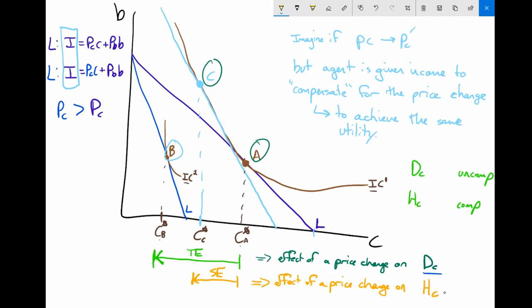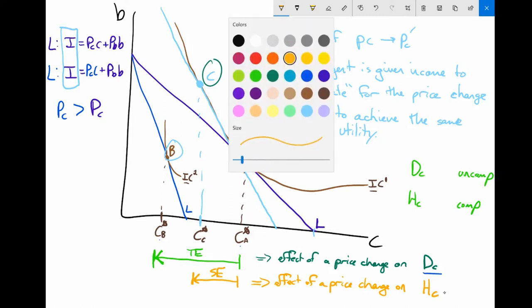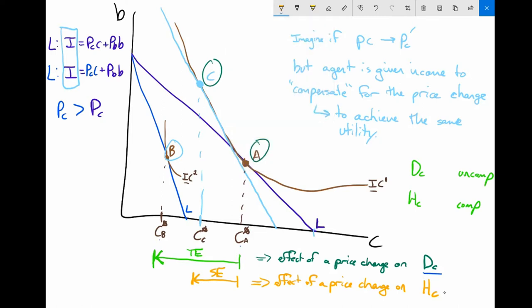Well, why is that? Well, I think we can see it pretty clearly. When you look at the substitution effect, you're looking at holding utility constant. So utility is constant, but income changes.